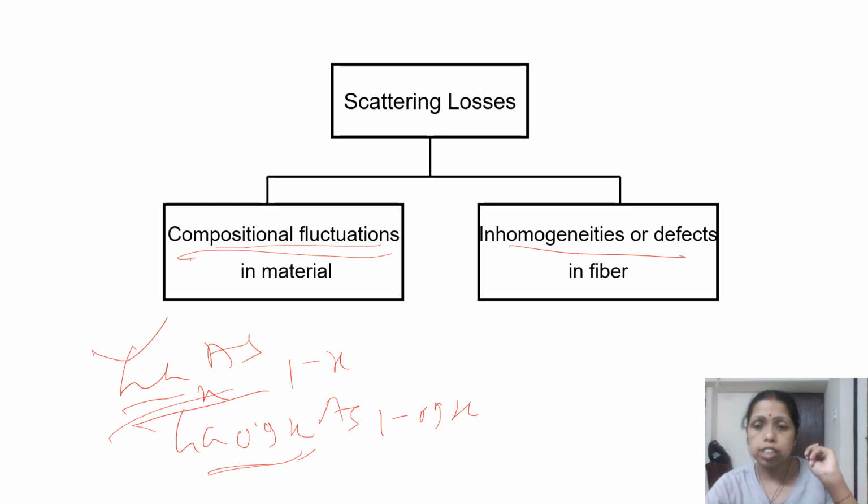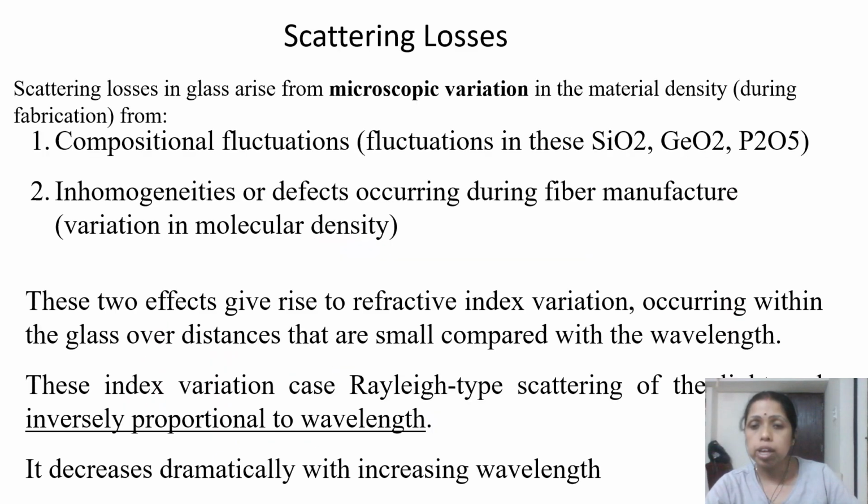Then inhomogeneity or defects in the fiber. Defects in the fiber are related to almost atomic level defects. Inhomogeneity means the material density is high somewhere. In the fiber the material is coated, so at some point the material density is high and at some point the material density is low. Due to that reason also scattering loss may happen.